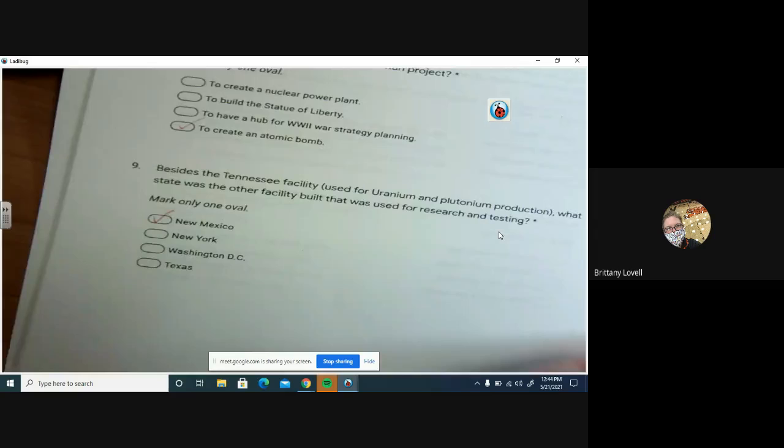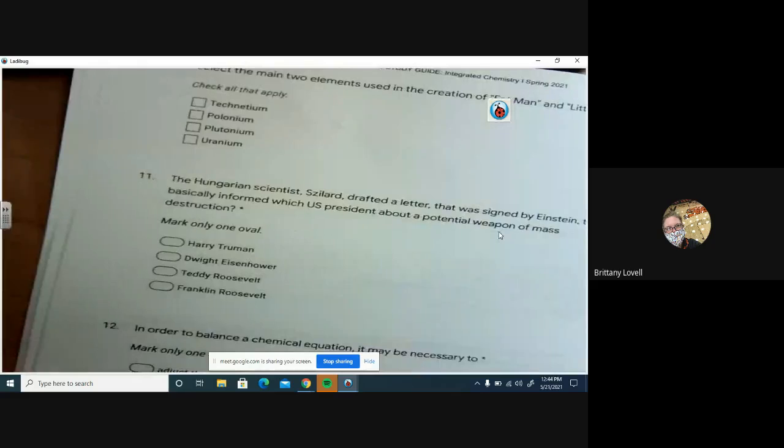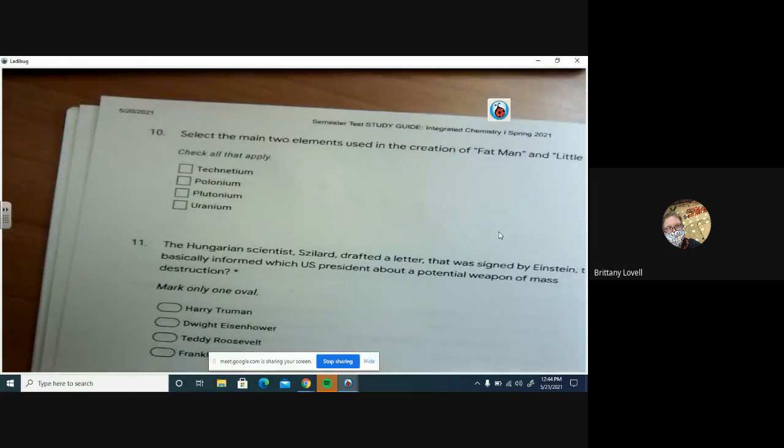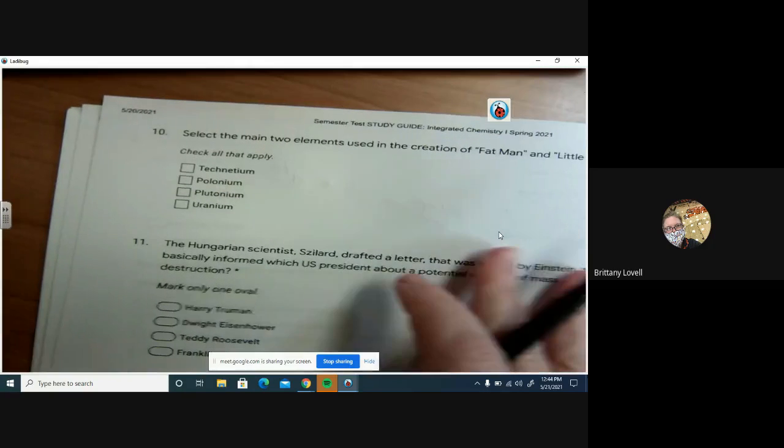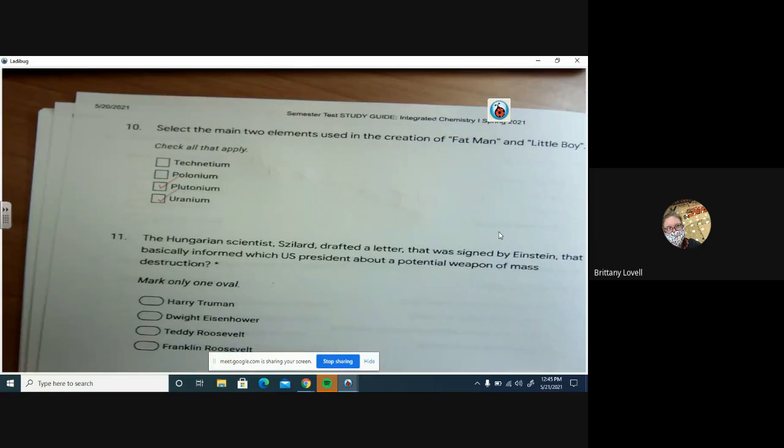All right, next. Number 10, select the main two elements used in the creation of Fat Man and Little Boy. Those were the two bombs, right? Okay, so the main two elements that were used in the main production are plutonium and uranium.